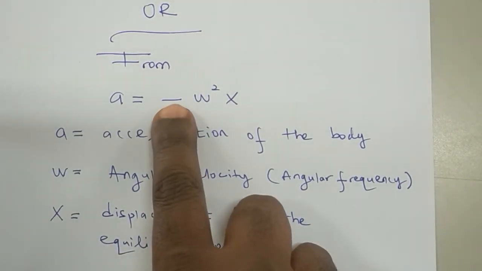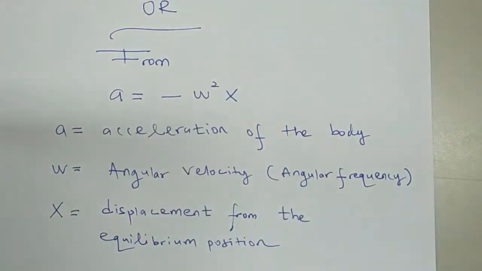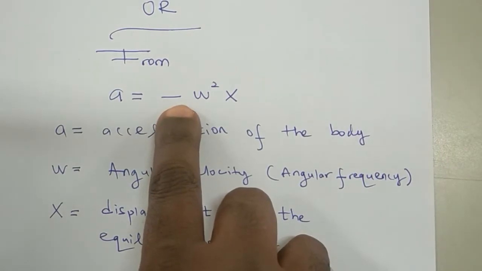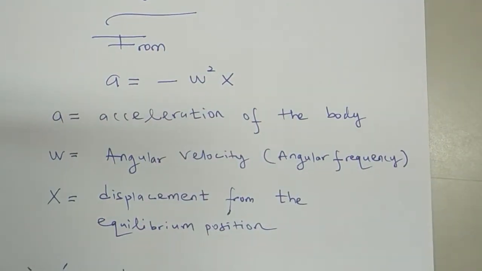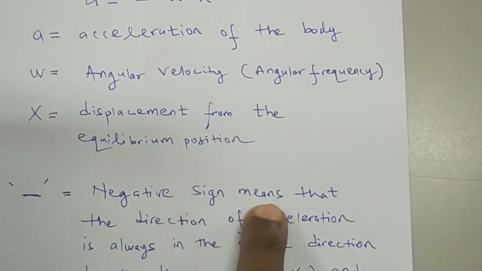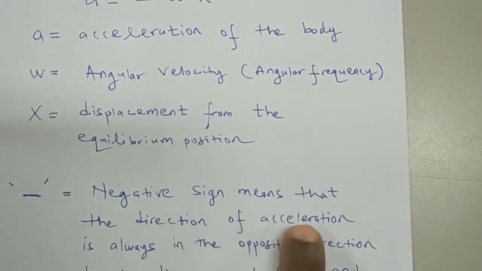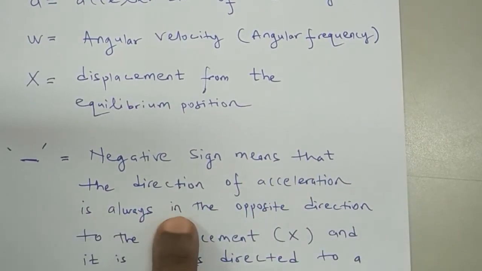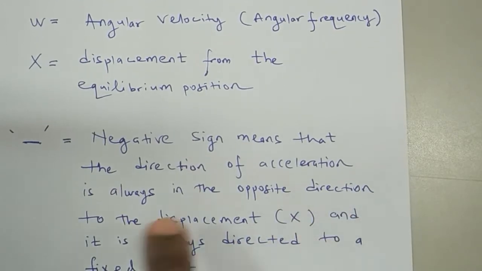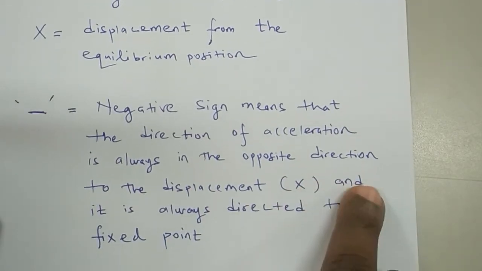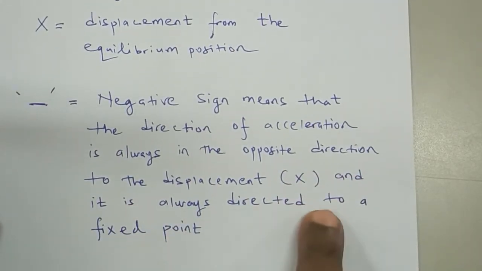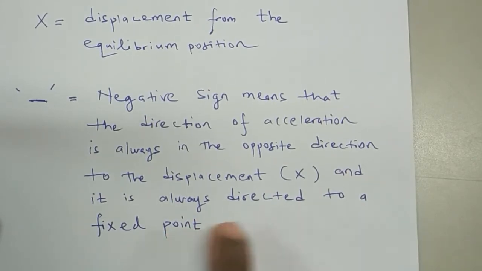What is meant by the negative sign? In this formula, the negative sign means that the direction of acceleration is always in the opposite direction to the displacement x, and it is always directed to a fixed point.